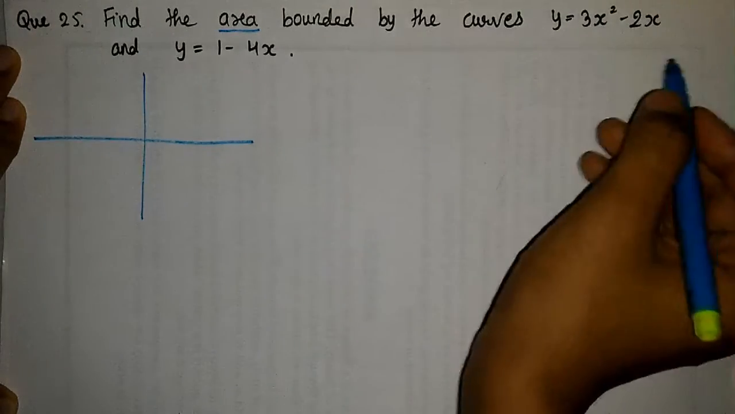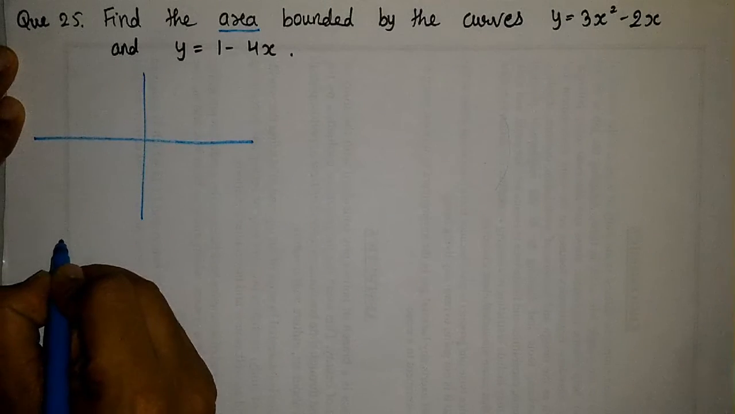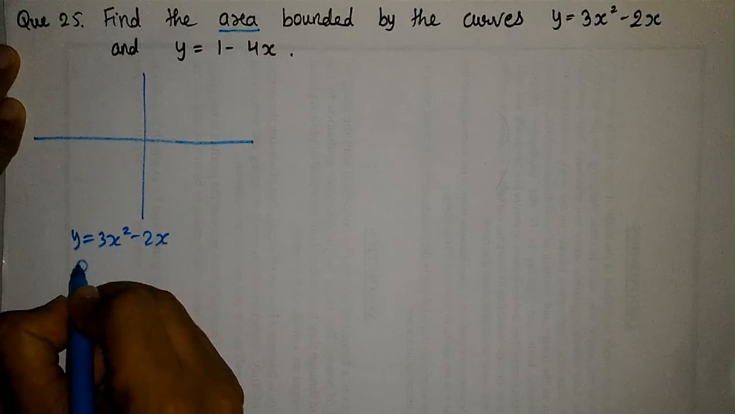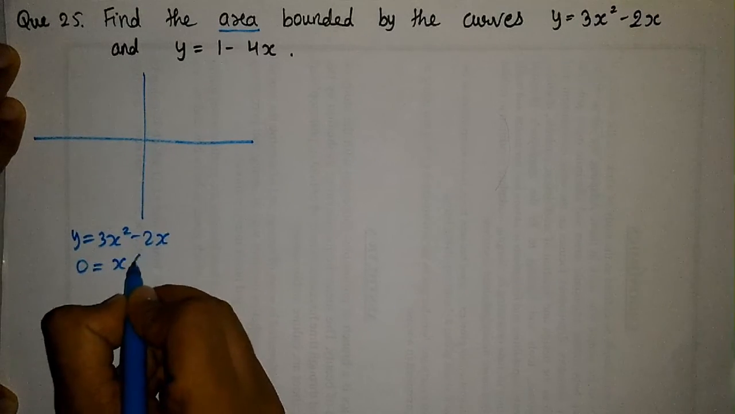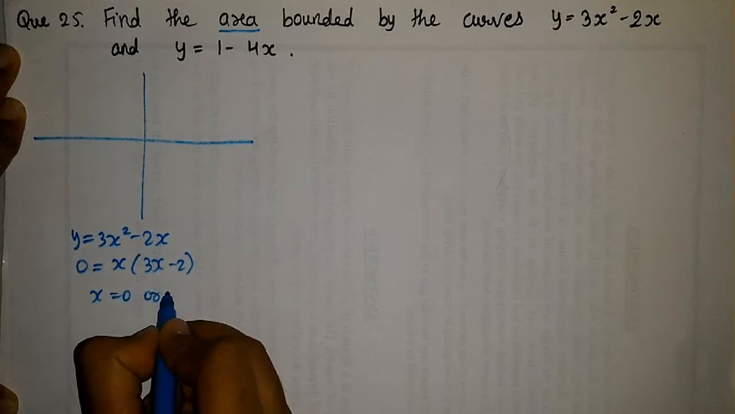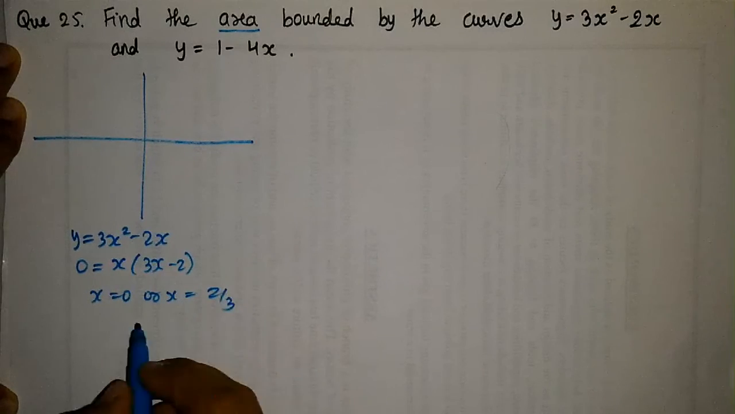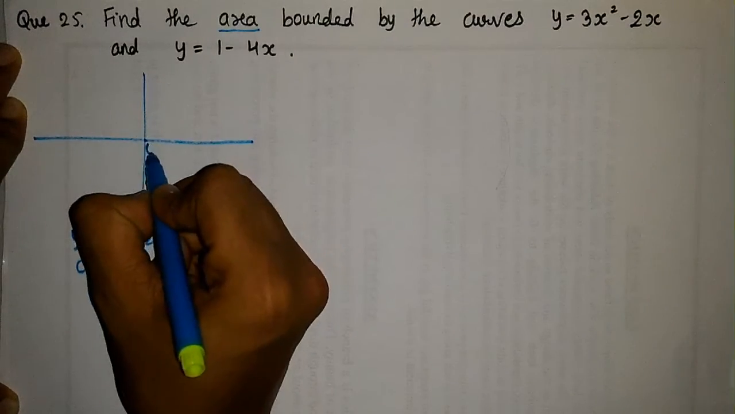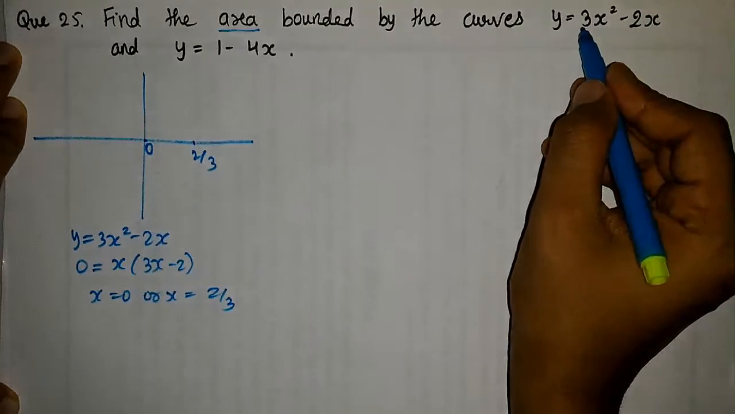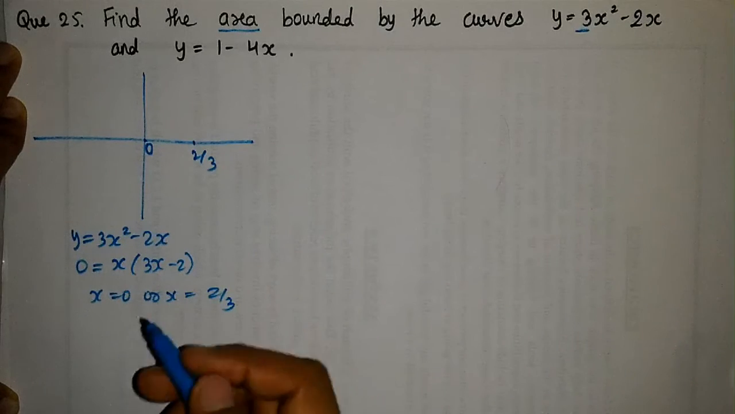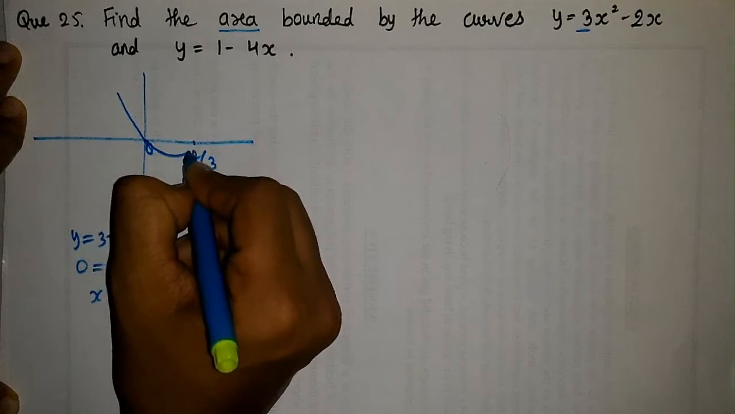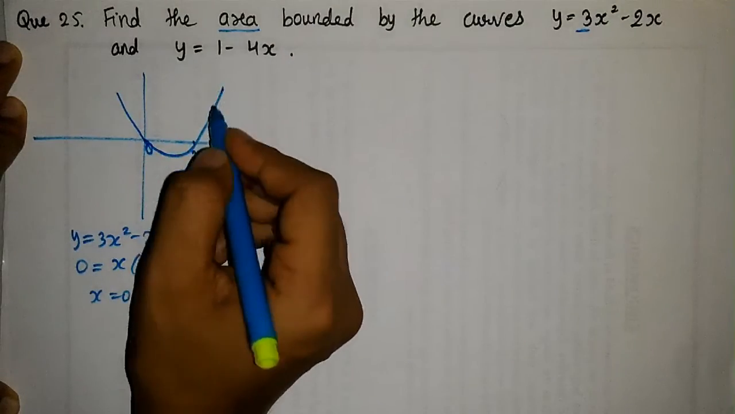For this equation, when we put y is equal to 0 in y is equal to 3x square minus 2x, we get 0 is equal to, taking x common, so x is equal to 0 or x is equal to 2 by 3. So we got 2 points. Here x is equal to 0 and somewhere here x is equal to 2 by 3. We can see the coefficient is positive, so it will definitely be an upward facing curve. So this parabola will be like this.